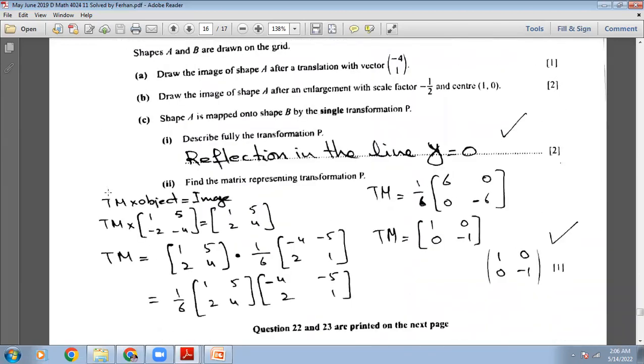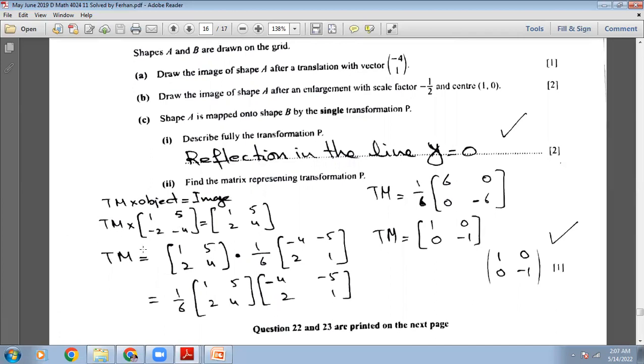Either you can remember this matrix or you can learn how to find this matrix. The method is very simple. I take 2 points on the object. For example, I've taken 1 comma minus 2 and 5 comma minus 4, and I take their corresponding points in the image. So the image of 1 comma minus 2 is 1 comma 2, and the image of 5 comma minus 4 is 5, 4. So the formula is: transformation matrix multiplied by object equals the image. So just take 2 points of the object and 2 points of the image.